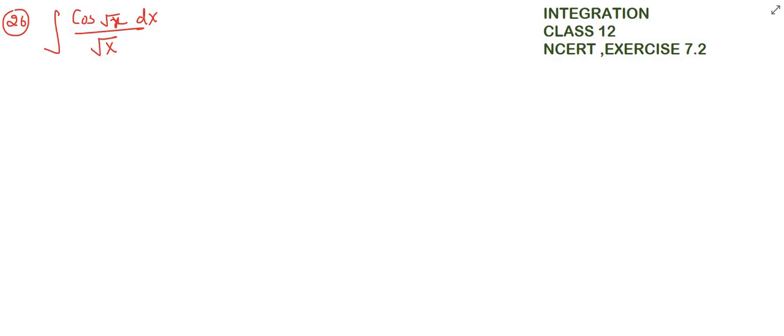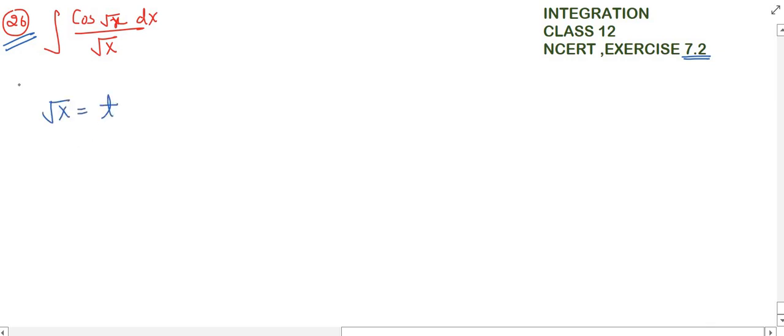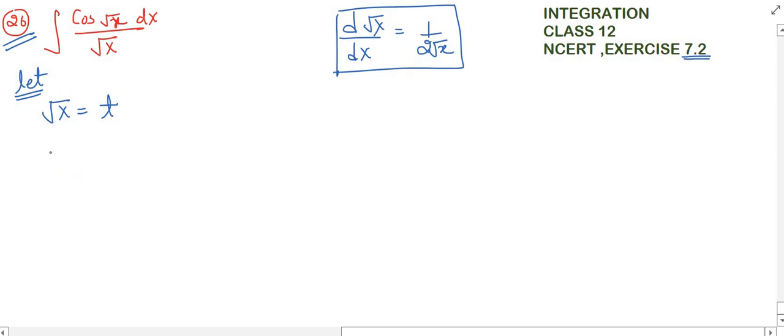Hello everyone, today I am going to start question number 26 from exercise 7.2. So this is the question. Let me take root x as t. Okay, this we are just assuming. Why? Because we know that the derivative of root x is 1 by 2 root x. This is a formula that we know.